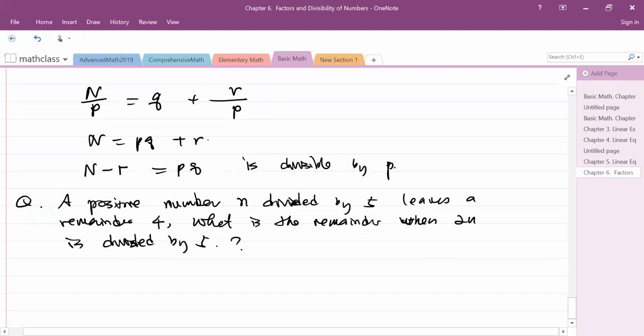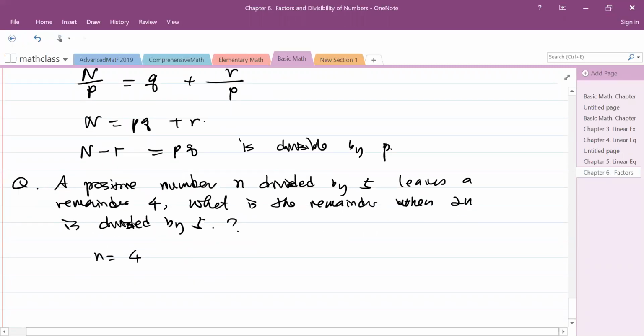For example, n divided by 5 has a remainder 4. n could be 4, because when 4 is divided by 5, the quotient is 0 and the remainder is 4. n could be 14. So let's try some examples. Another possible value is 9. So let's say 2n is going to be 8. If 8 is divided by 5, what is the remainder? 3. So let's try this.